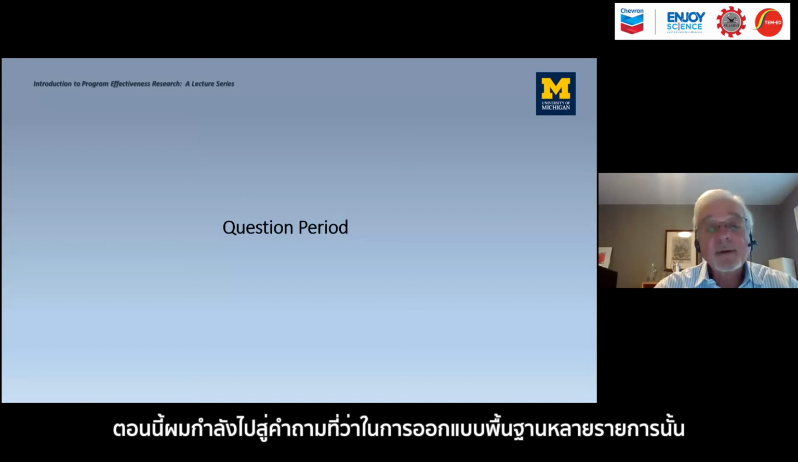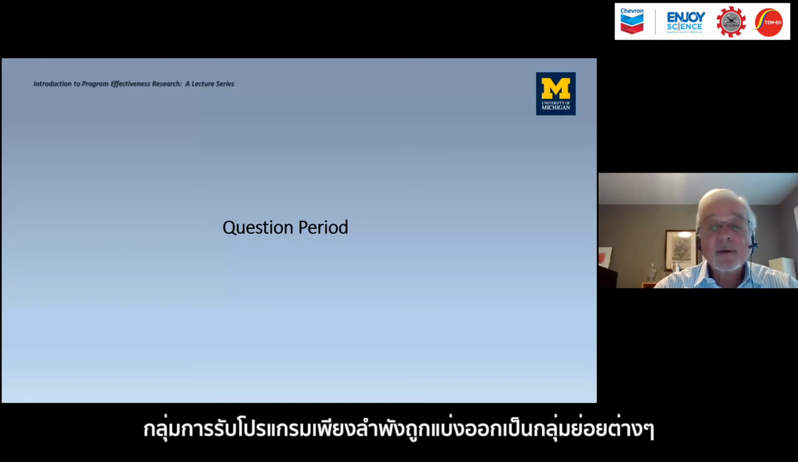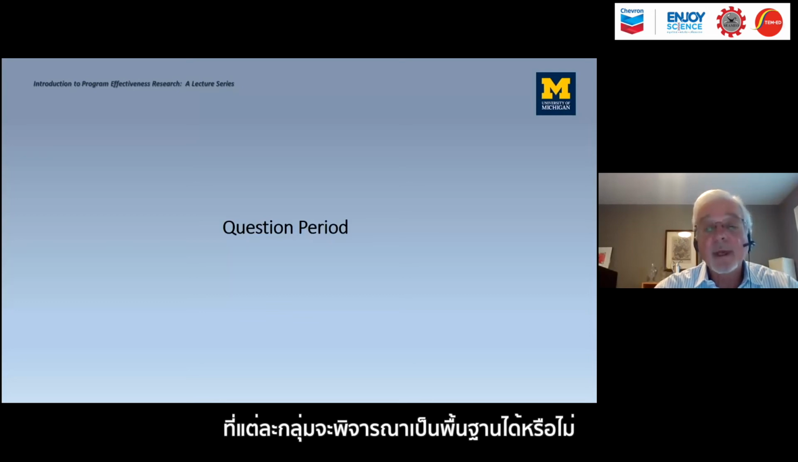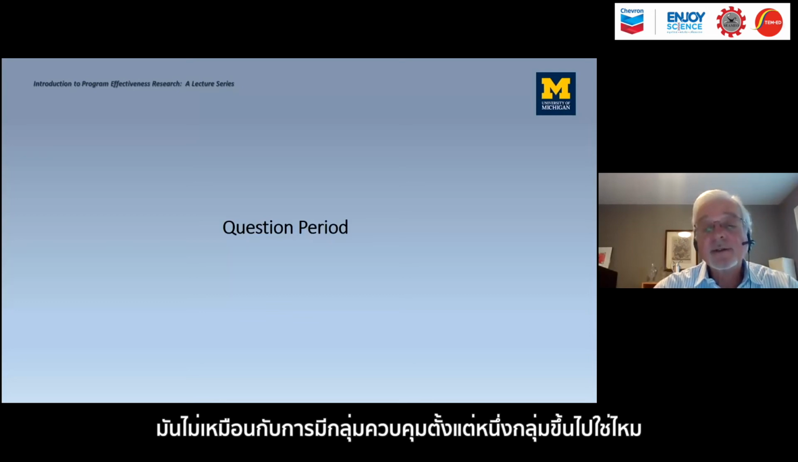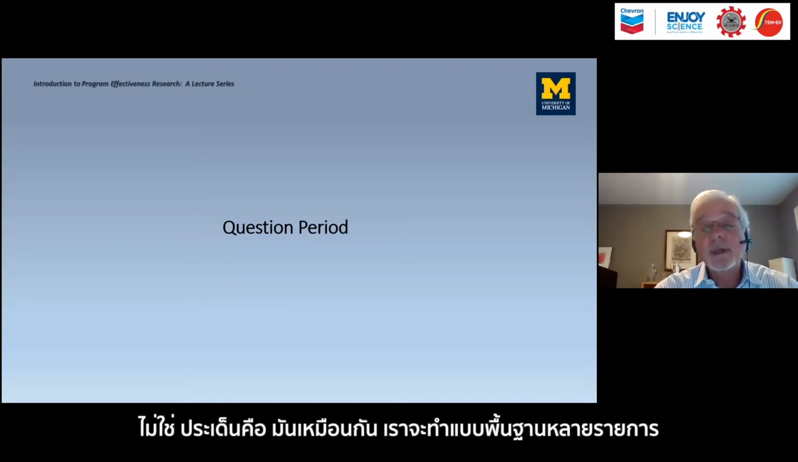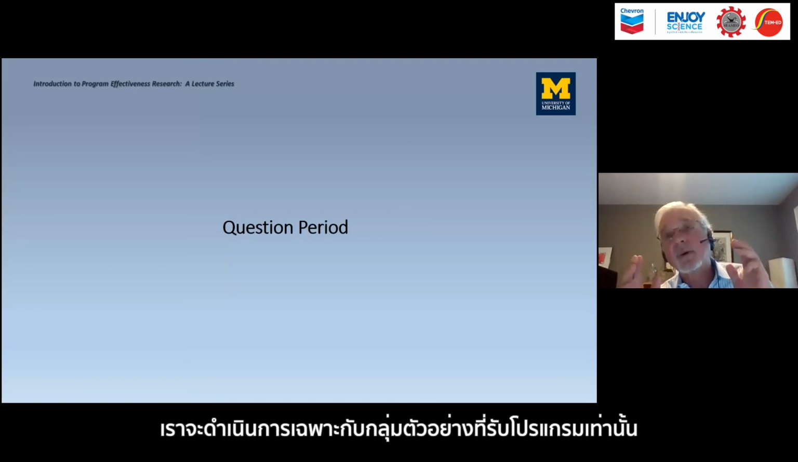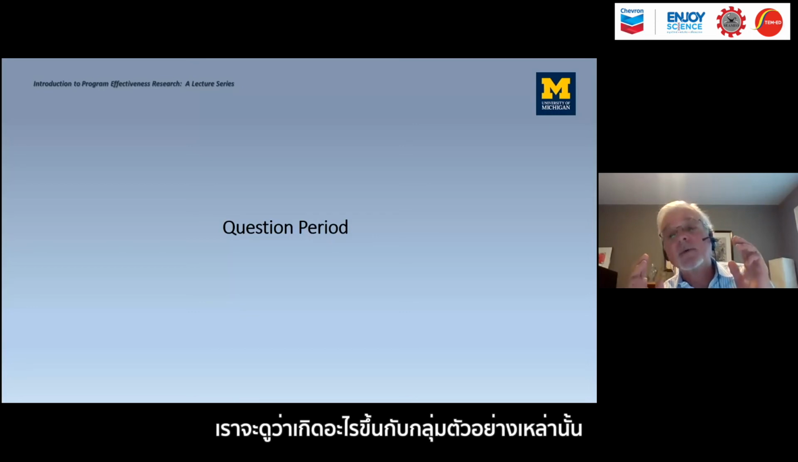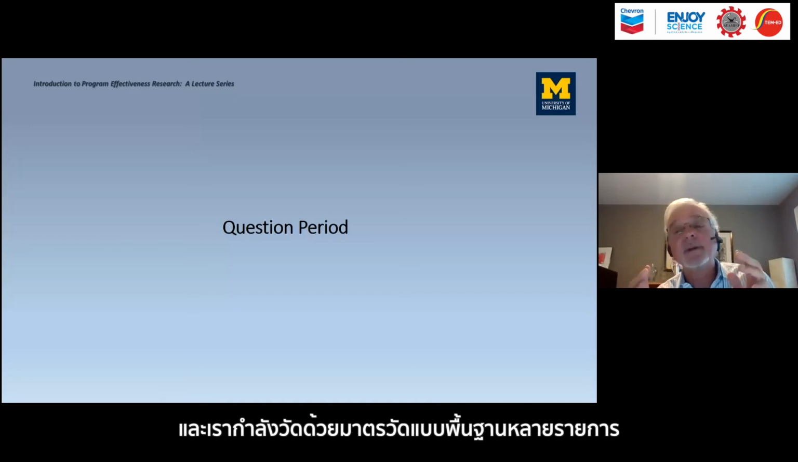Now I'm moving to a question that says, in the multiple baseline design, is the lone treatment group divided into different subgroups that each will account for a baseline? Is it similar to having one or more control groups then? No, the point is the same. We're going to do the multiple baseline with only treated subjects. We're going to watch what happens to those subjects, and we're measuring multiple baseline measures.